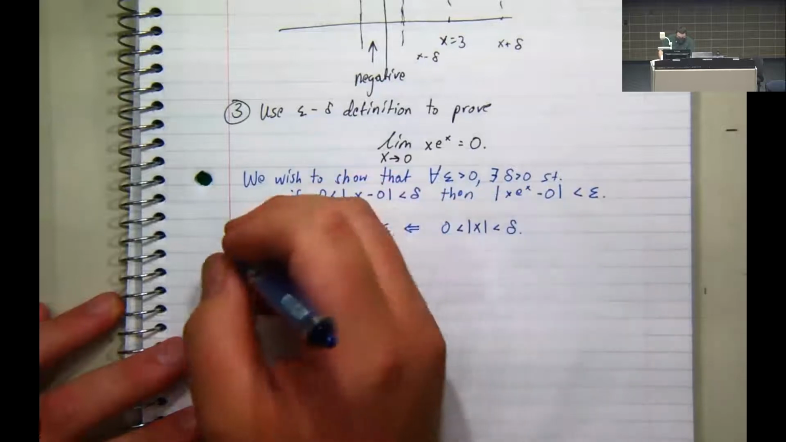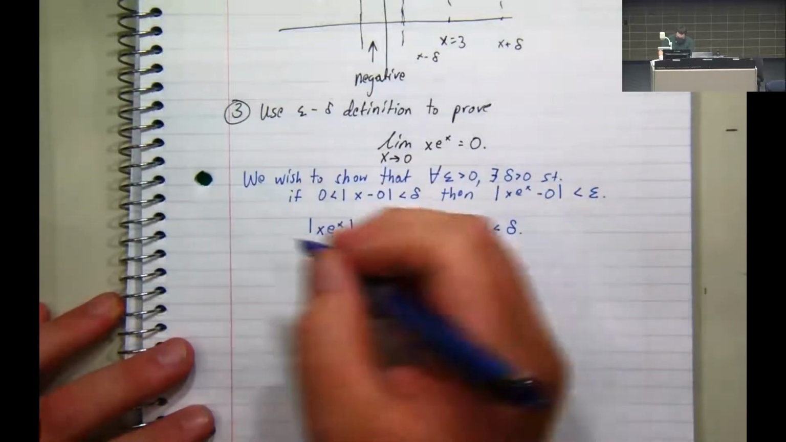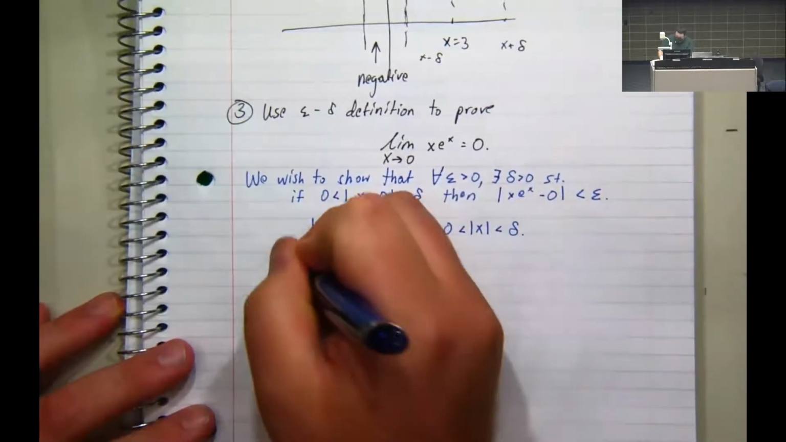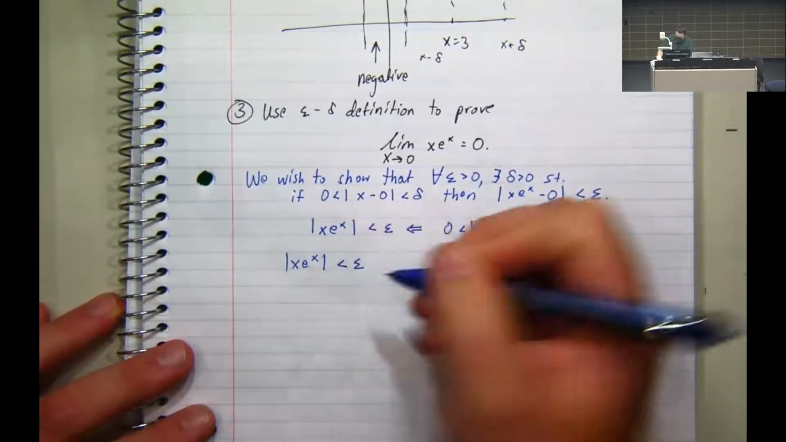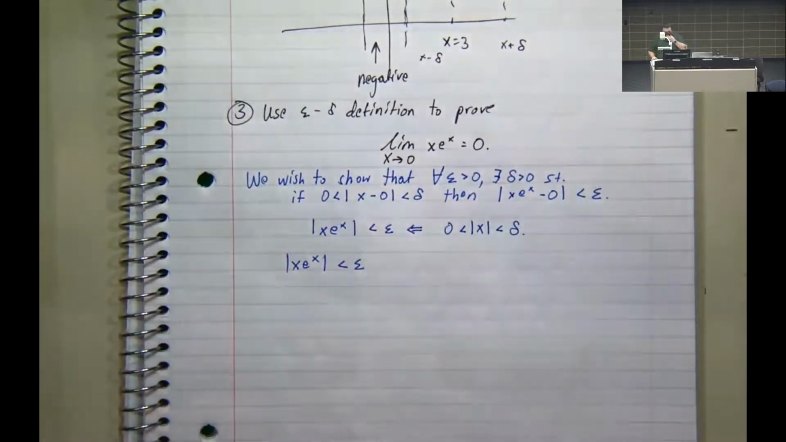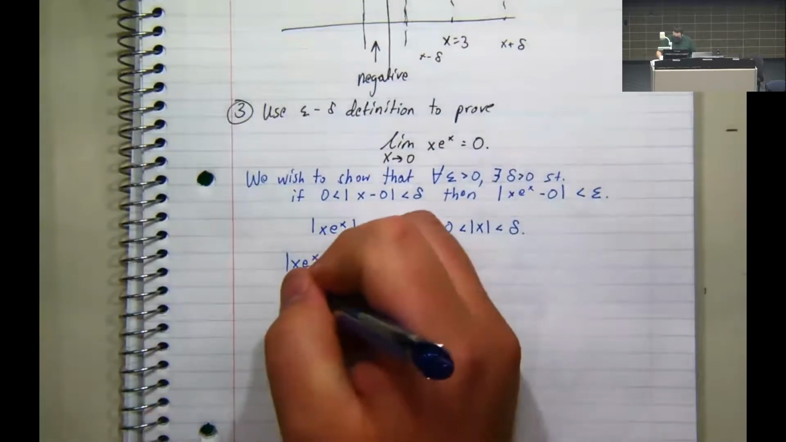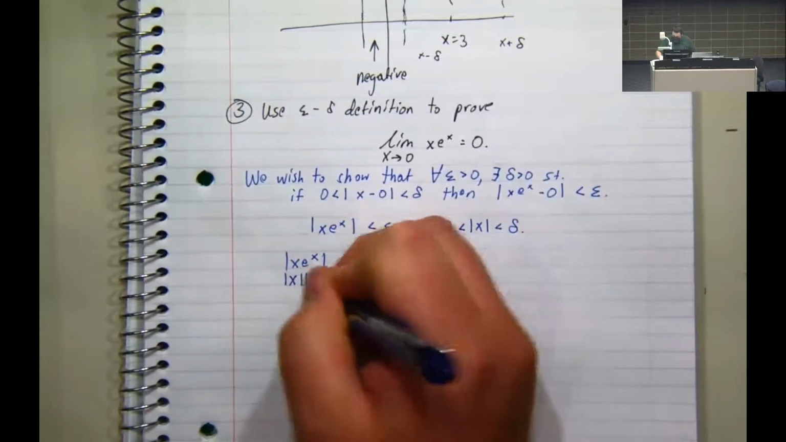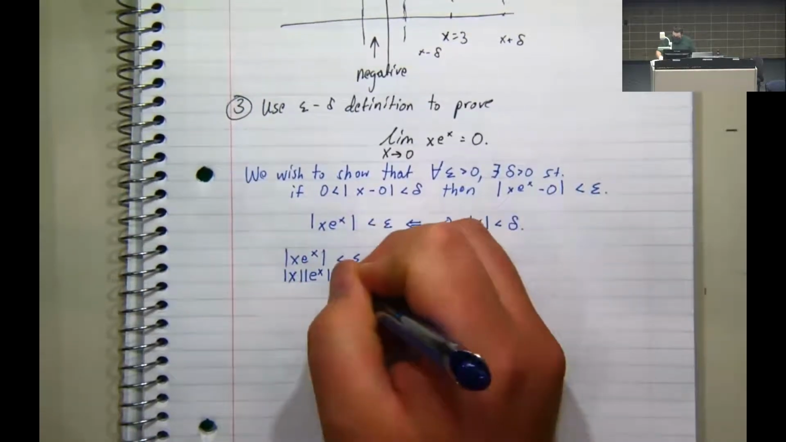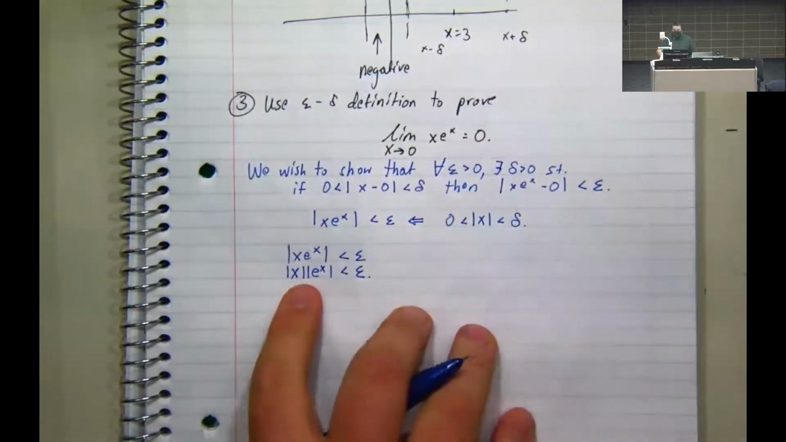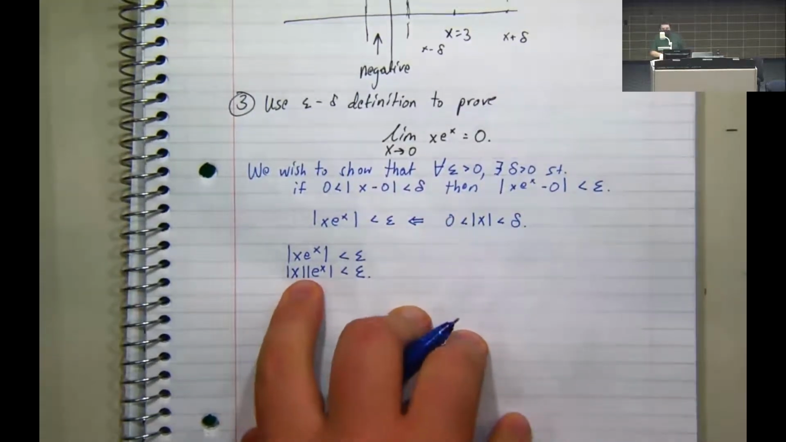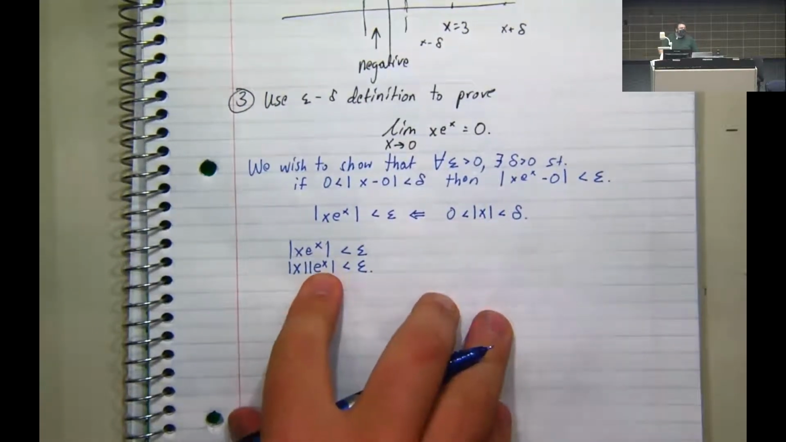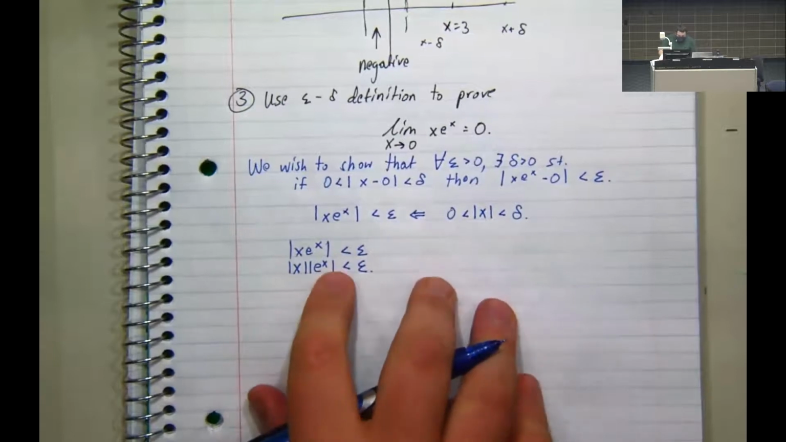So we have absolute x, I'm just going to rewrite it, e to the x less than epsilon. And we can separate those values here. E to the x is always positive, so we have absolute x times e to the x is less than epsilon. And so we see we have our absolute x here, so we like that, but we don't like this e to the x. So we need to find that.